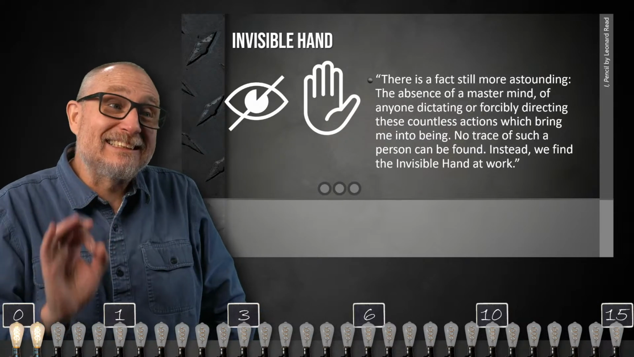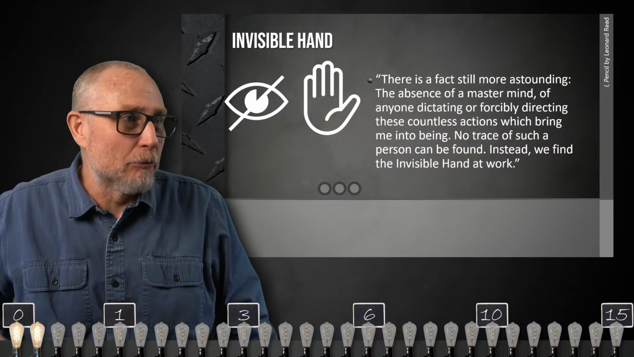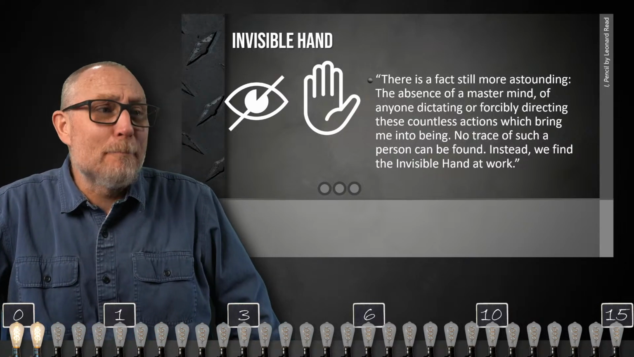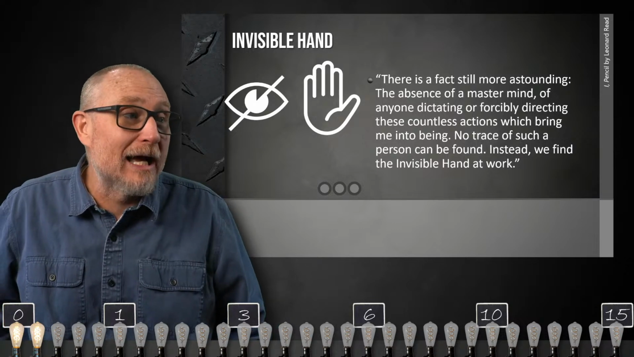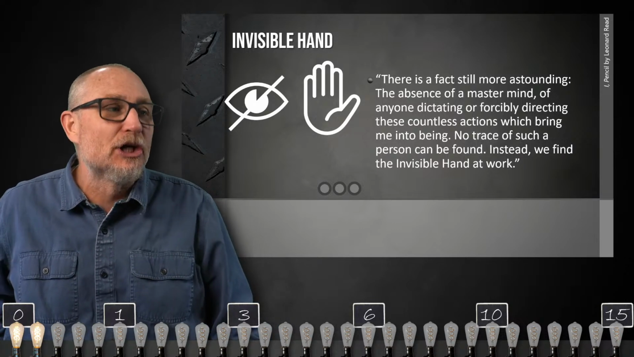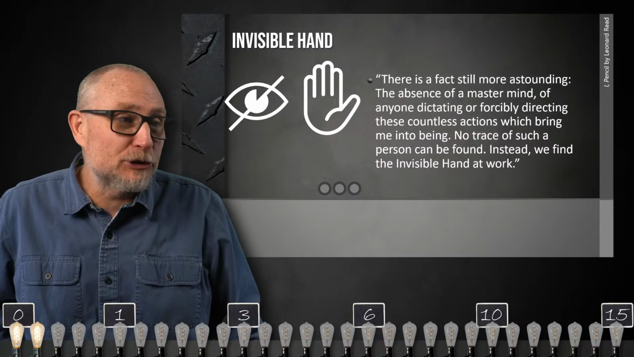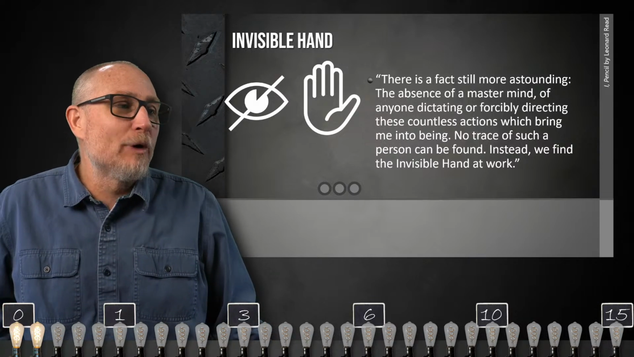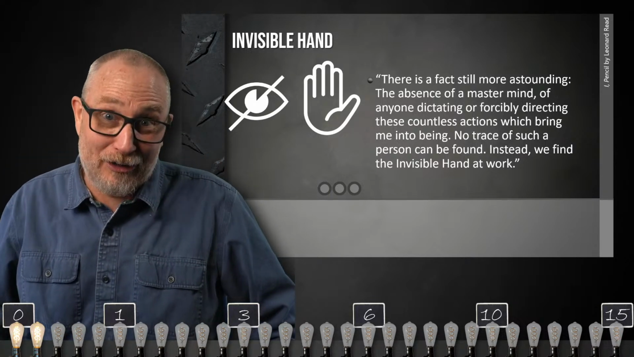There is a fact still more astonishing, and here's the first magic trick I've been alluding to. The absence of a mastermind, of anyone directing or forcibly directing these countless actions which bring me into being. No trace of such a person could be found. Instead, we find the invisible hand at work.